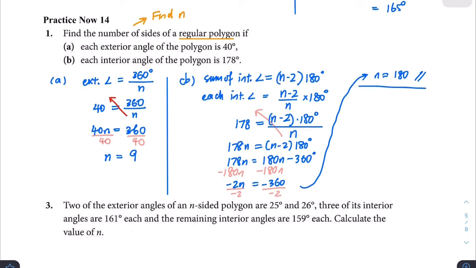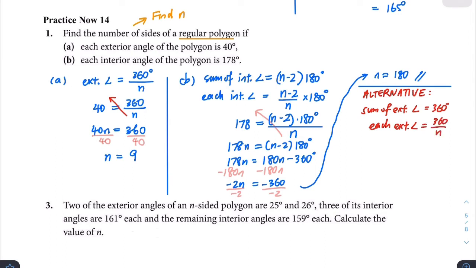Now an alternative way to go about this, if you're given the interior angle, is you fall back on the exterior angle, which is actually the much easier way. So the alternative is to use your exterior angle. The sum of exterior angles is 360, which is the one that you should memorize. Then each exterior angle will be 360 divided by n.